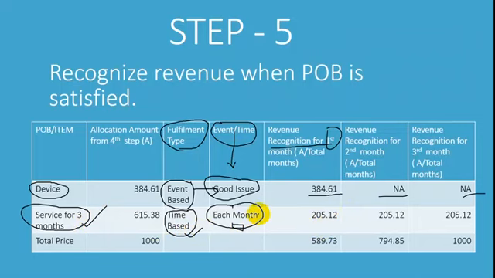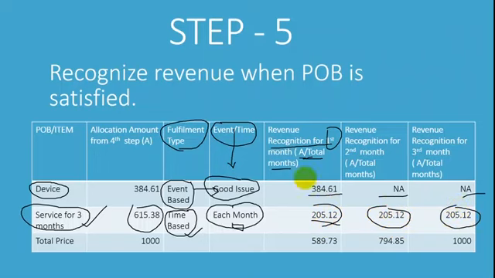and we have 3 months. So what we are going to do? We are going to allocate the amount, which is here, divided by total months. So for us, 361 3.58 divided by 3 will become 205.12. So the first month is 205.12, the second month 205.12, and the third month 205.12.